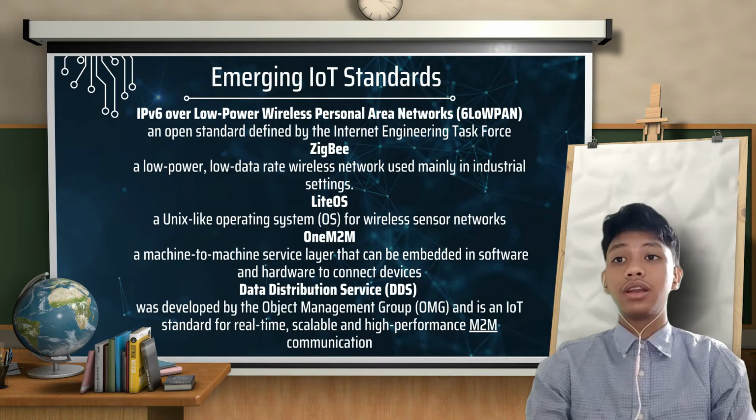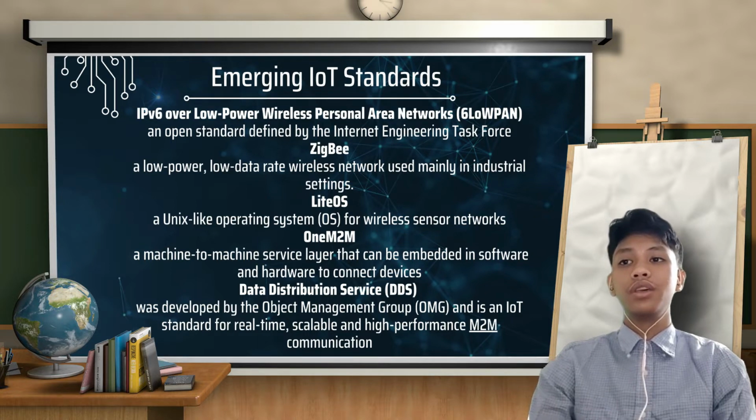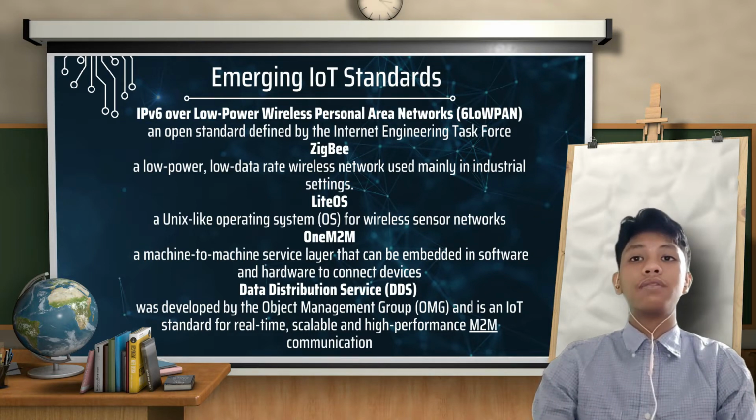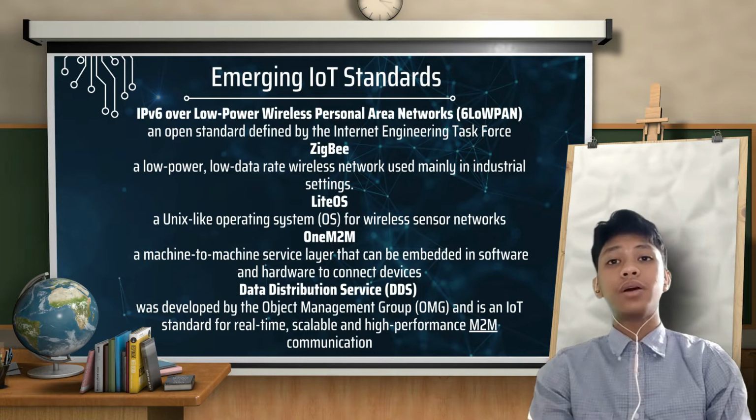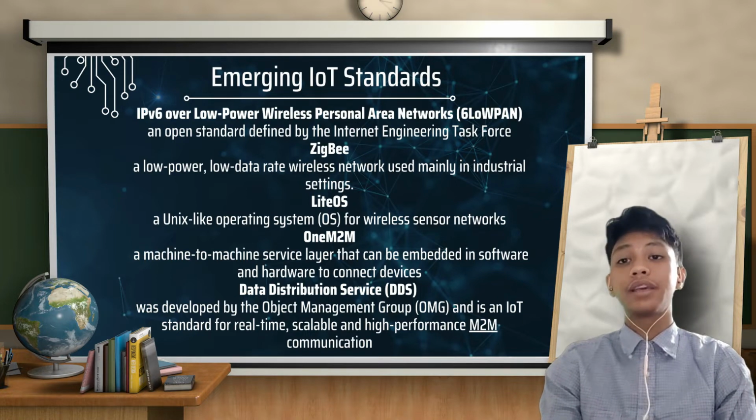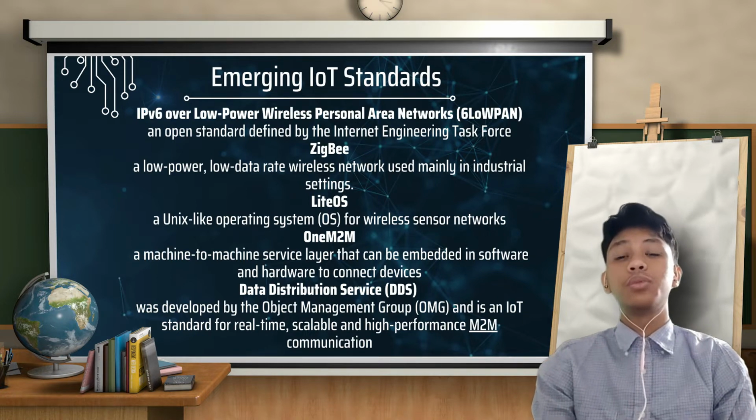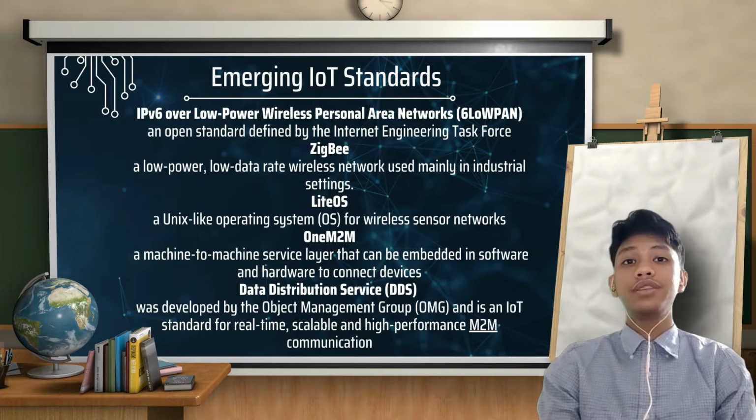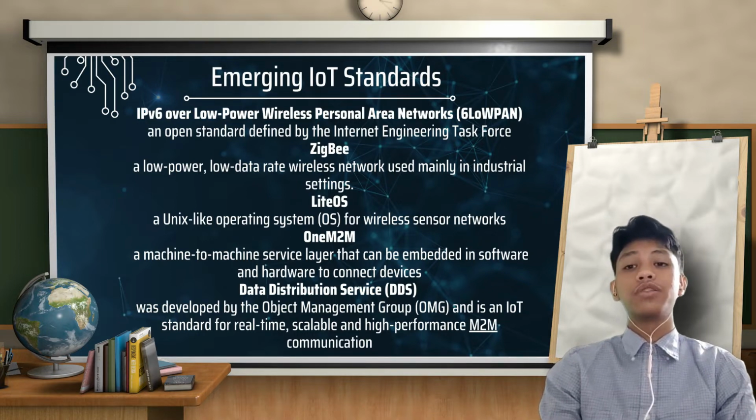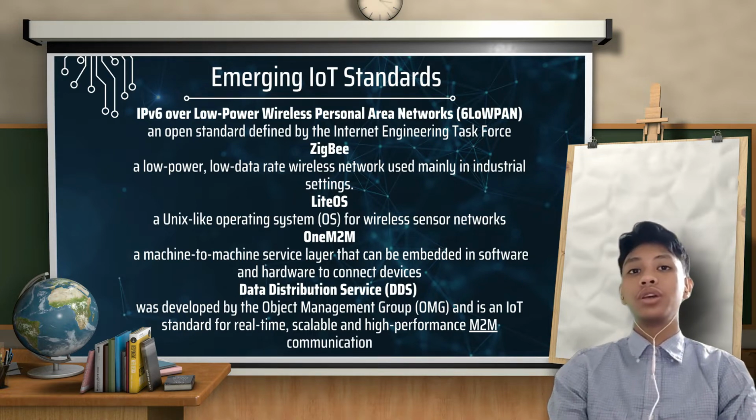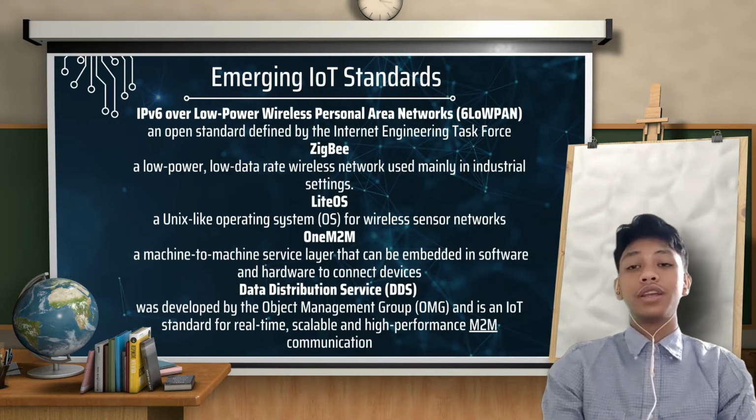And there are several emerging IoT standards, including the following. We have IPv6 over Low-Power Wireless Personal Area Networks, an open standard defined by the Internet Engineering Task Force. We also have Zigbee. It is a low power, low data rate wireless network used mainly in industrial settings.